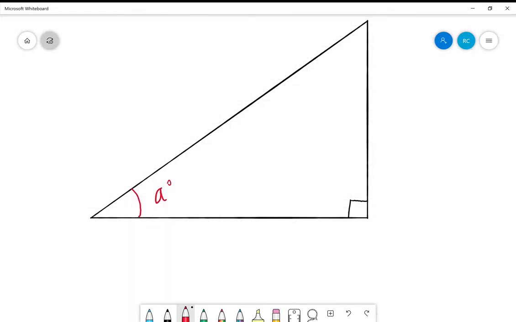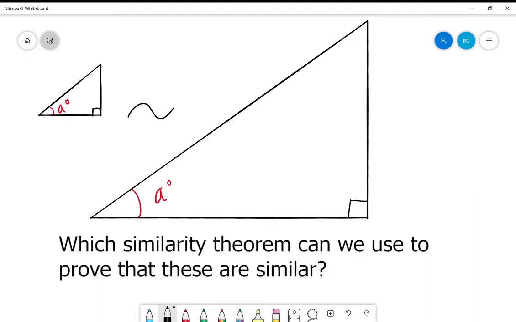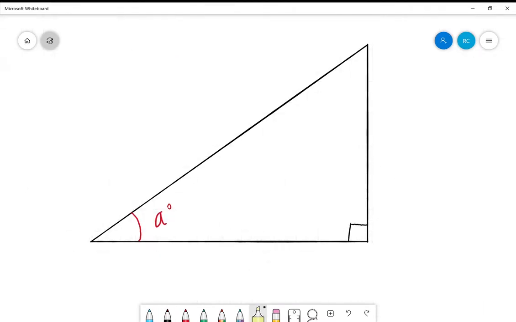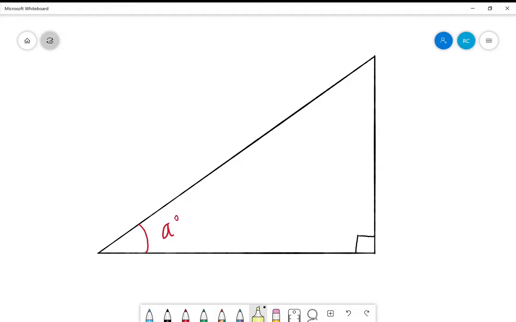Now, I think at this point, we can all agree that if I made another right triangle that also had A degrees on one of its two angles, those two triangles would be similar. So any proportions that we find will work for any right triangle with this A degree angle. Okay? Now, we don't know what they are, obviously, because we don't have any numbers. But these ratios are so commonly used and so useful that we gave them names.